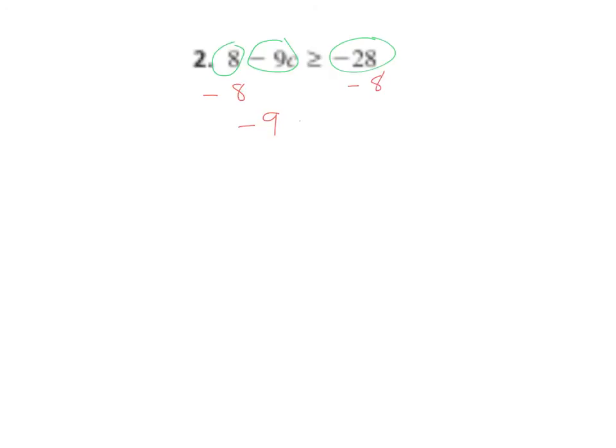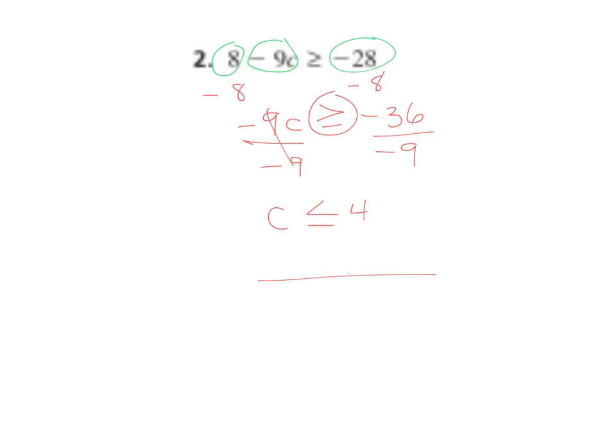Negative 9c greater than or equal to negative 36. Alright, now we're going to divide by negative 9 on both sides. When you divide by a negative, remember that we got to flip the inequality. So I'm going to have c less than or equal to positive 4. To graph this, I have 4 in the middle as my target. On the left I've got 3, on the right I've got 5. This is going to be a closed circle pointing to the left.